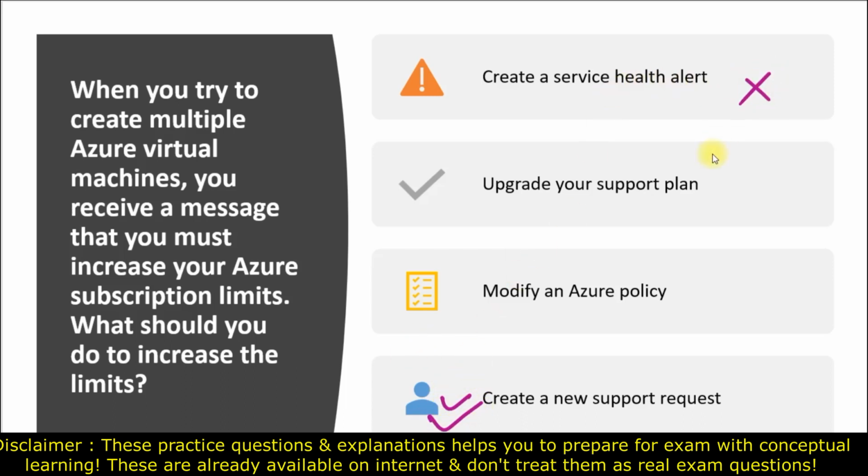So create a service health alert does not work here. Upgrade your support plan will also not work. Modify an Azure policy will also not work here. So our answer for this question will be, whenever we need to increase the limit, we need to create a new support request for that. Let's talk about the next question now.